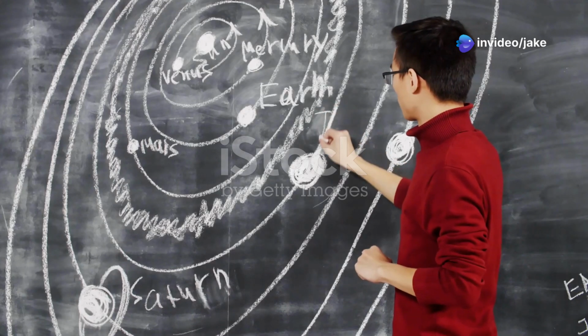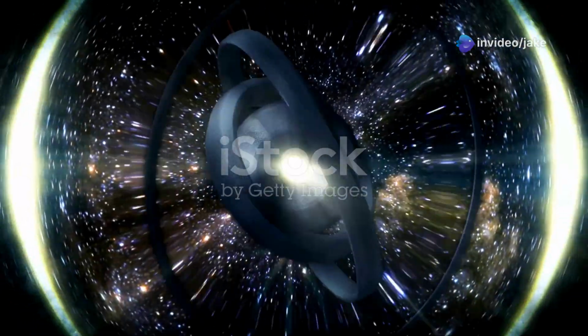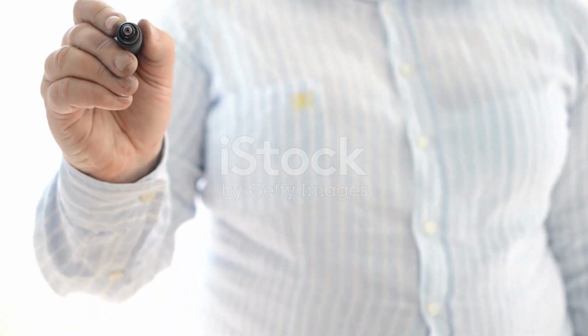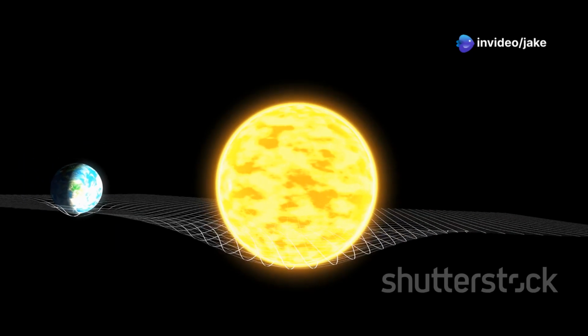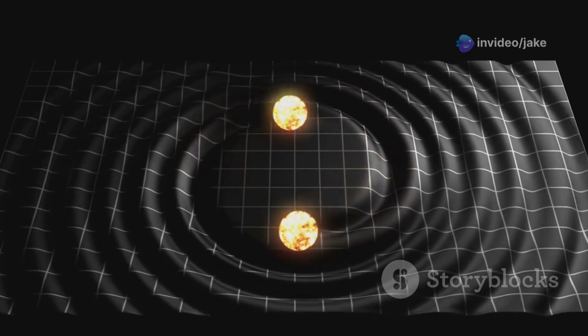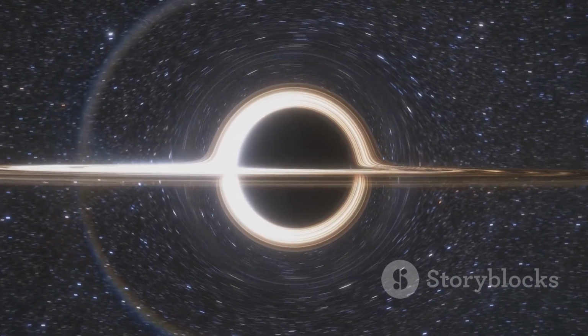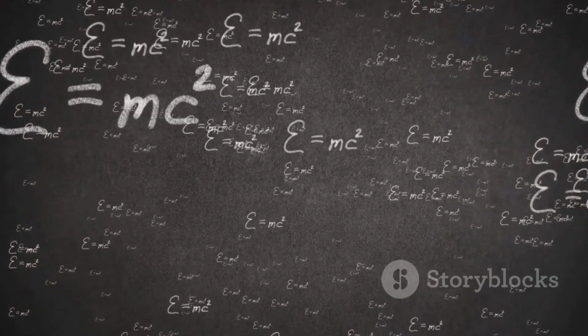To understand warp drives, we need to understand space-time. Space-time is a four-dimensional concept. It combines the three dimensions of space: length, width, height, with time. Imagine space-time as a fabric. Objects with mass, like stars and planets, create dents in this fabric. These dents are what we experience as gravity. Gravity is not a force pulling objects together, it's the curvature of space-time caused by mass.